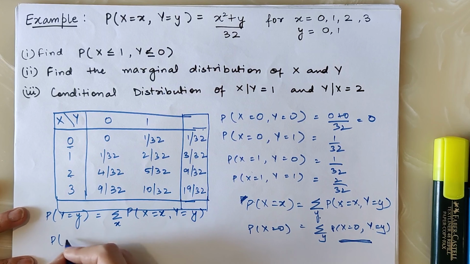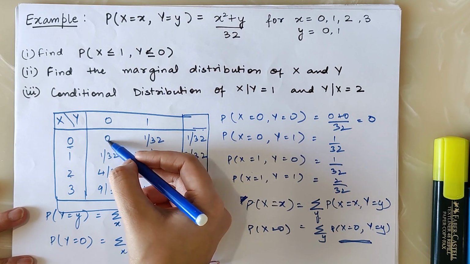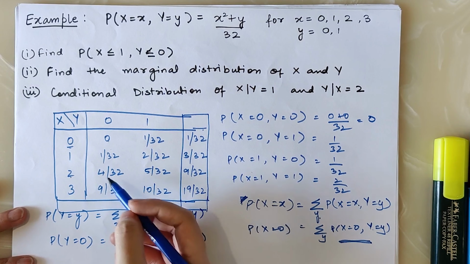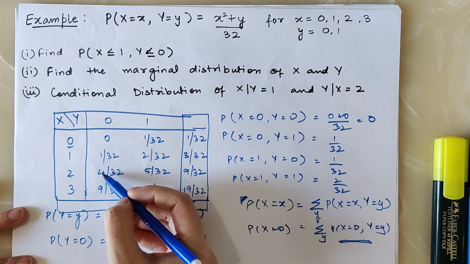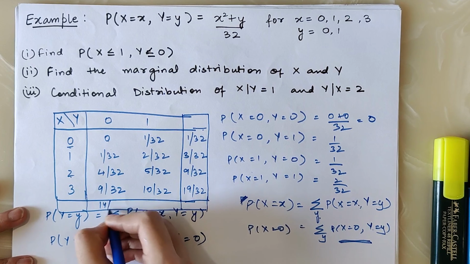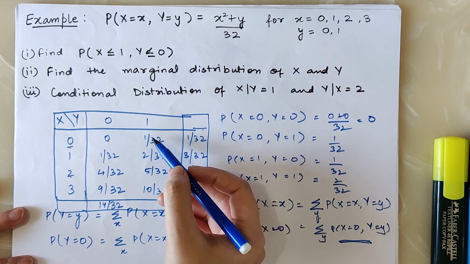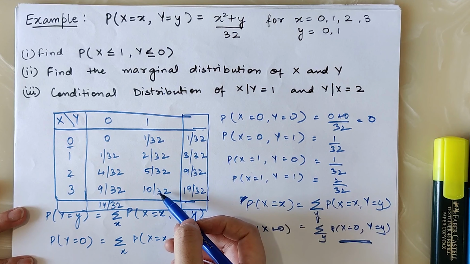Right? So in this case, probability y is equal to 0 is given by the summation over x of probability x is equal to x, comma y is equal to 0. So we have to sum over these particular probabilities. So what do we get? 9 plus 4 is 13 plus 1 is 14. 14 by 32. Then for probability y is equal to 1, we have to sum over these particular 4 probabilities.